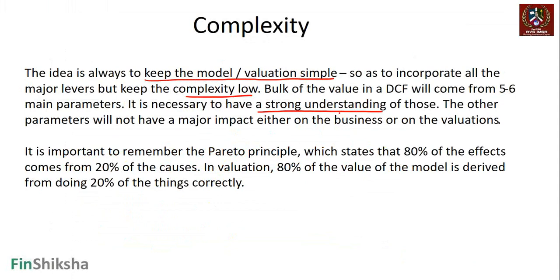Other parameters will usually not impact the business significantly, neither the business nor the valuation. So when you look at putting in 100 inputs into a model, remember that only about 15-20 of those will be really important for you. It is important to remember what is called the Pareto principle, which states that 80% of the effect of anything comes from 20% of the causes. In valuation, you can rephrase that to 80% of the value of the model or the company comes from doing 20% of the things correctly. If you can project those 20% of the parameters in the model well, that is going to be the most important driver in the discussion.